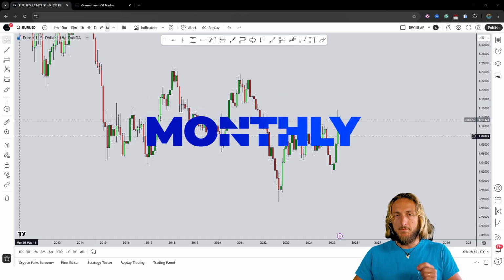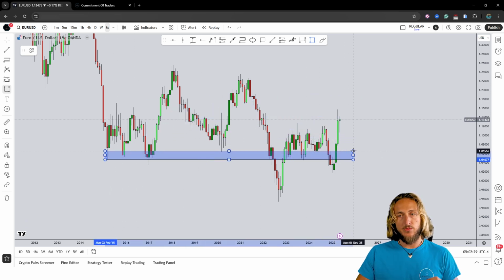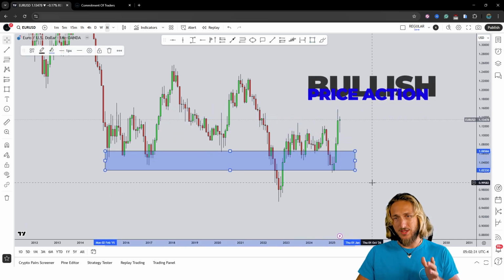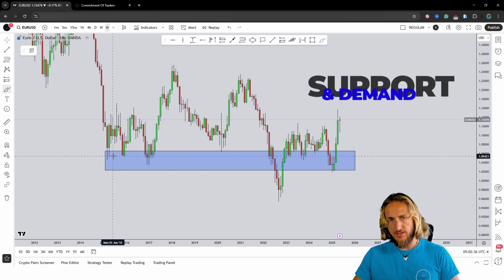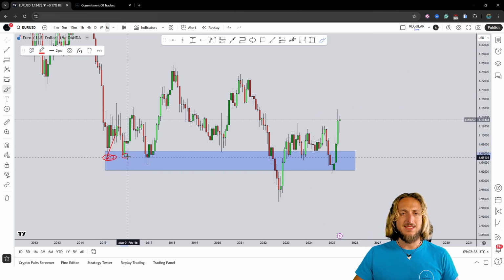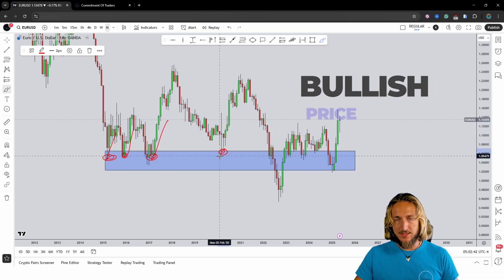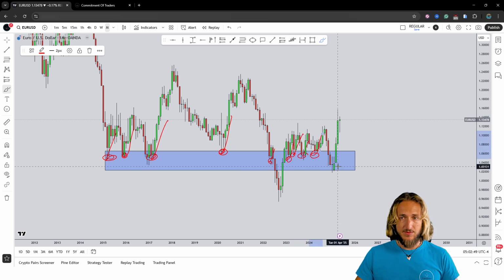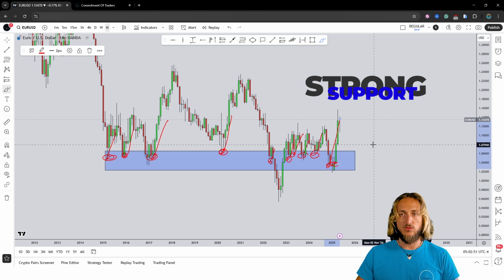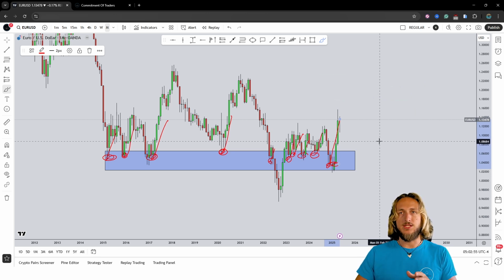Starting here from the monthly time frame, what we can see is that we have a market which is currently testing and rejecting to the upside a quite strong historical monthly demand and support level. In fact, from here, all these rejections to the upside were created. Every time the market tested this zone, it got rejected to the upside quite aggressively. And what we can notice at the moment is that the market is testing and rejecting to the upside the exact same level, fueled by strong institutional buying.